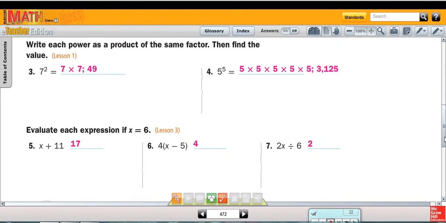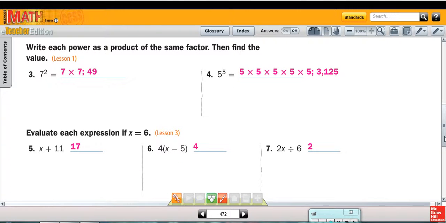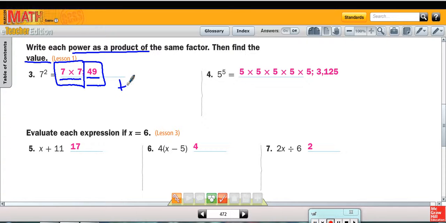Okay? When you're finding the power as a product of the same factor, please be careful with this vocabulary. You'll see this on your quiz today as well. The power as a product should be 7 times 7. 7 times 7 is 49. That's the value. Okay? Power as a product, and then the value. That's what you see here. Power as a product, and then the value. This is worth 2 points.